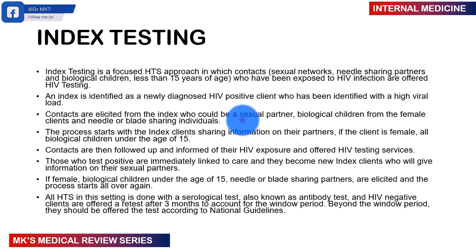Then, of course, those that test positive must be treated, and they become the new index client, and then they should give the information of those that they have exposed. So it's like you're tracing the network. Then, of course, if it's a female or biological child under 15, a needle or blade sharing partner, you elicit these, and then you start the process all over again.